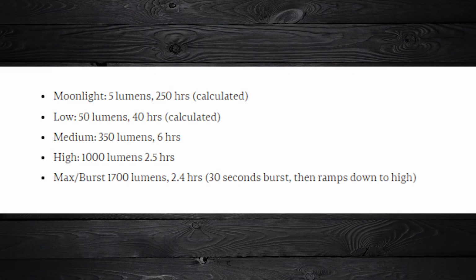Now that maximum burst mode is 1700 lumens. You get a runtime of 2.4 hours, but only 30 seconds of that is going to be your burst mode. After 30 seconds, it's going to ramp down to High, and that's where you get that remaining 2.4 hours of runtime. So I really give Foursevens props for actually putting that right on their website and not claiming that this gets 2.4 hours of 1700 lumens.